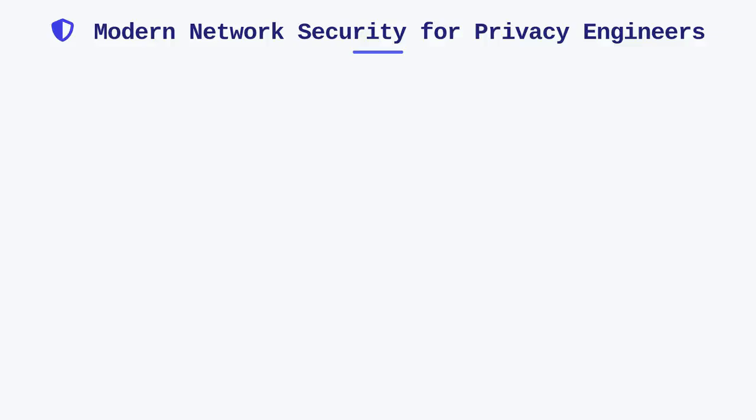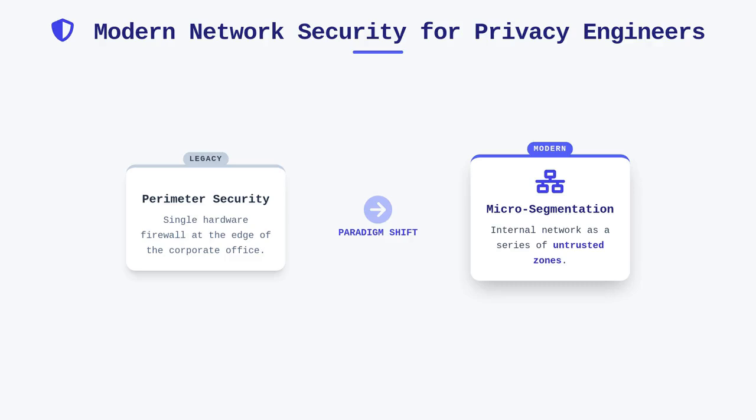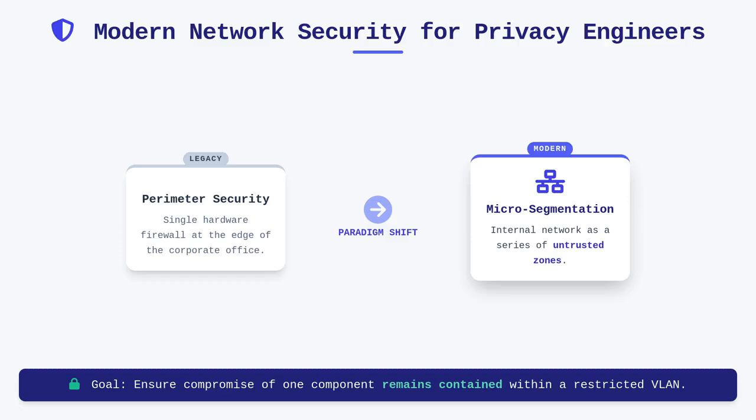In the modern landscape of software development, perimeter security is no longer merely about a hardware firewall sitting at the edge of your corporate office. Effective network security for privacy engineers requires a shift toward microsegmentation, where we treat the internal network as a series of untrusted zones. By programmatic deployment of these segments, we ensure that even if one component of an application is compromised, the breach remains contained within a restricted virtual local area network.